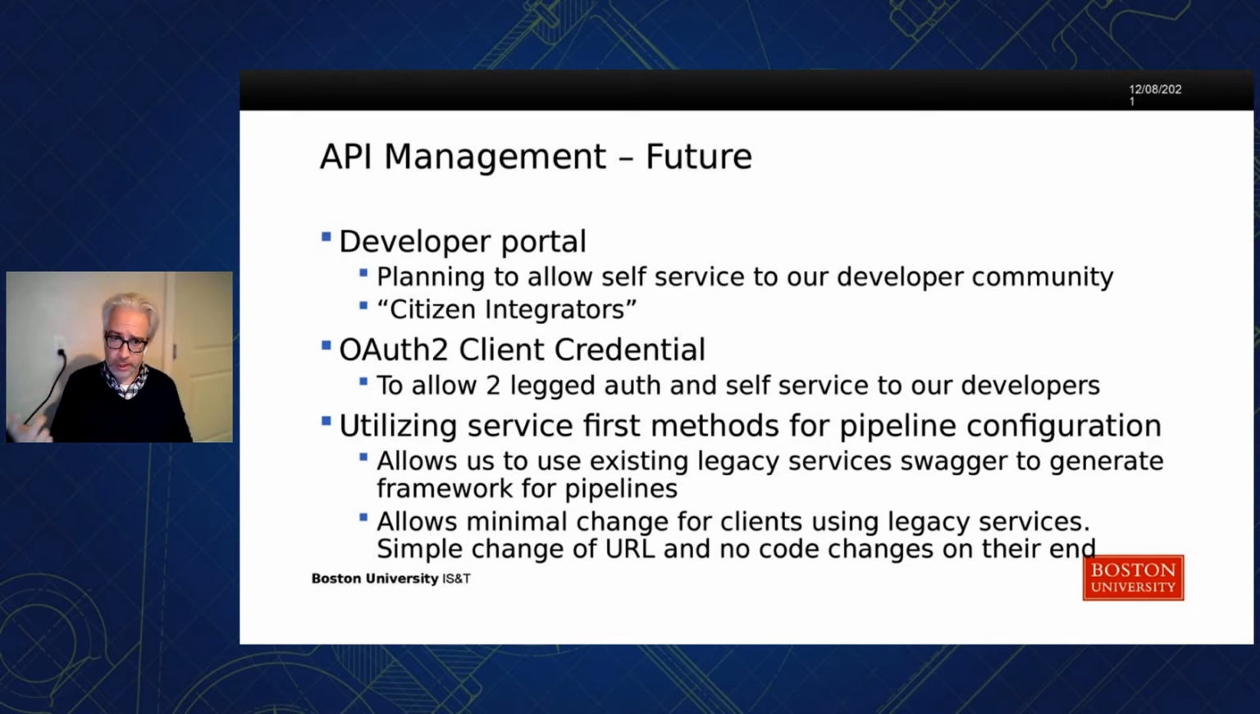The other thing we're looking at as we go through this project, particularly this student information system renewal, is the two-legged OAuth. So allowing for that to make it easier for authentication, for self-service for our developers, and then utilizing service first methods for pipeline configuration. So we want to use the existing legacy services' Swagger to generate a framework for pipelines, and it allows minimal change for clients using those legacy services.